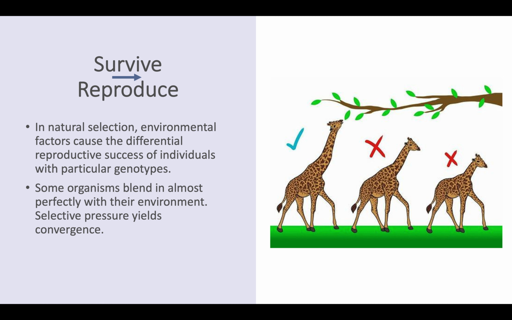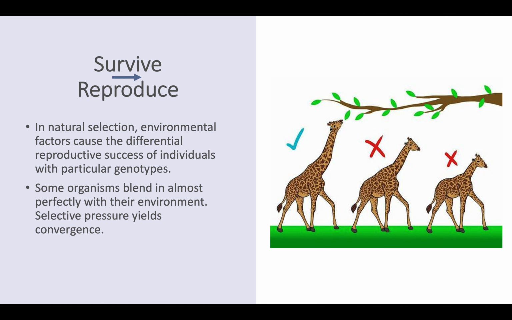So now let's talk about the most important part of evolution, surviving to reproduce. So in natural selection, environmental factors cause the differential reproductive success of individuals with particular genotypes. Breaking that down from the complicated version, factors within the environment like temperature, height of, in this example, the trees that the animal is trying to consume, so food sources, things that happen within their environment will cause reproductive success depending on the particular genotype of the organism itself. So whether the organism can survive within its environment.